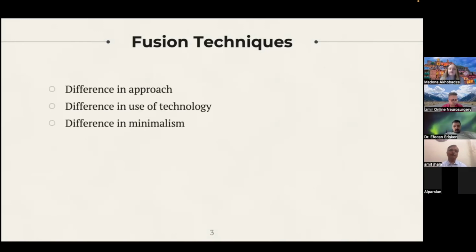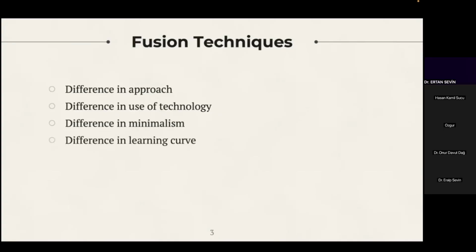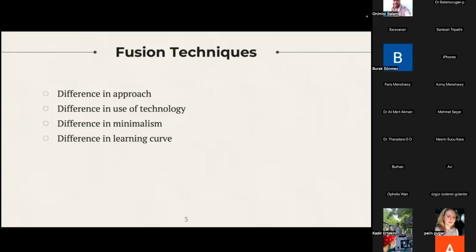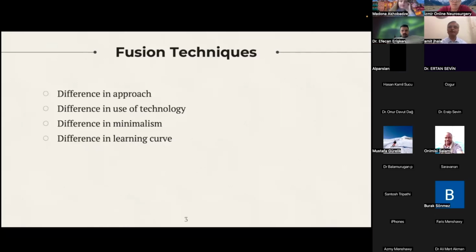And as you go from open to endoscopy, the minimalism increases and you can have less tissue damage and less tissue trauma. There's a definite difference in learning curve, and this is dependent on each individual surgeon and their choice. Each technique, if I say ELIF, has a different learning curve. If I say lateral fusions, it has a different learning curve. If I say endoscopy, it has a different learning curve. So whatever technique you use, each has a different learning curve.